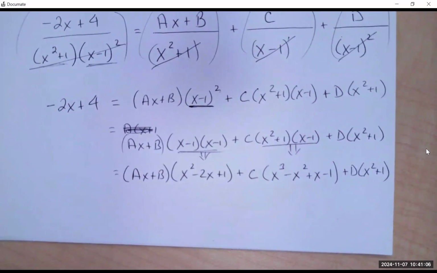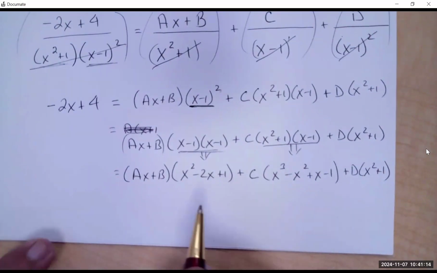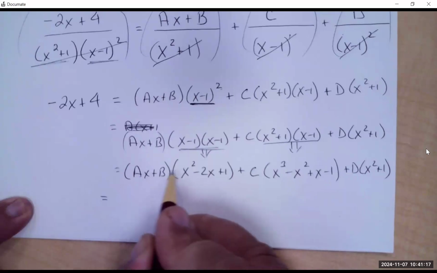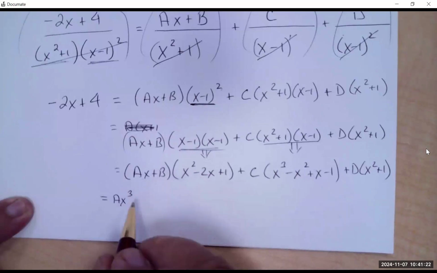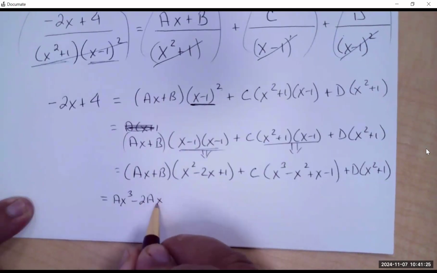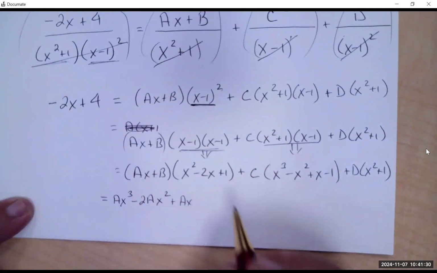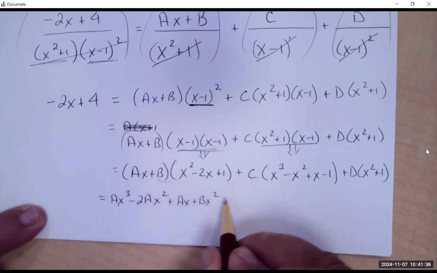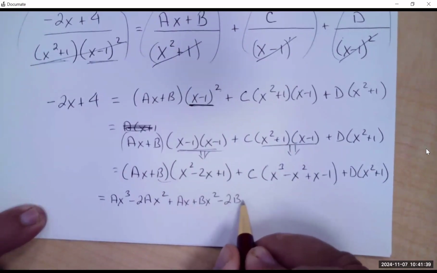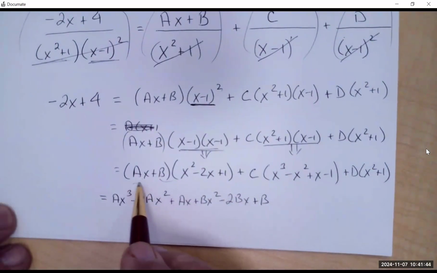We have to do it again, because the ax plus b has to be multiplied to the x squared minus 2x plus 1. So ax times x squared is ax cubed. Ax times negative 2 is negative 2ax squared. Ax times 1 is ax. B times x squared is bx squared, minus 2bx plus b. That's all from this.